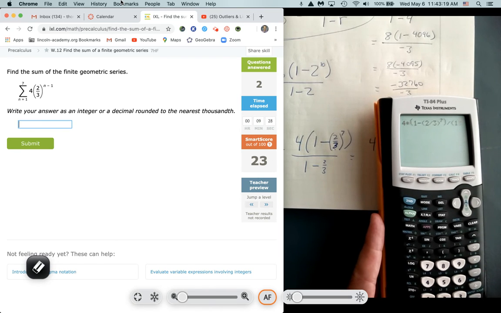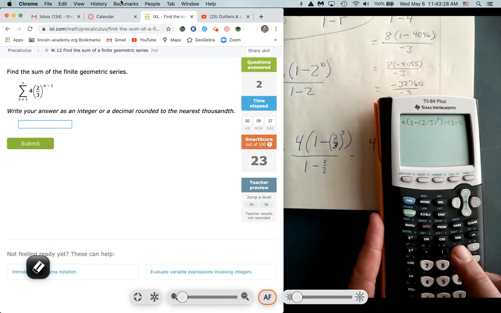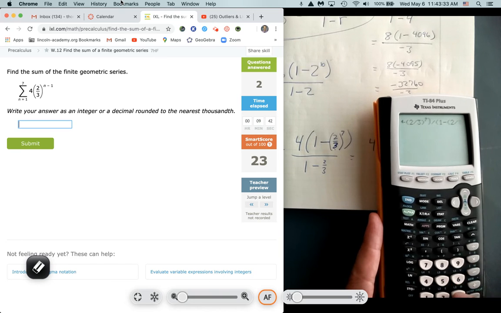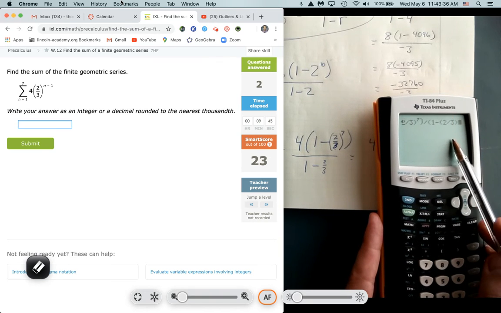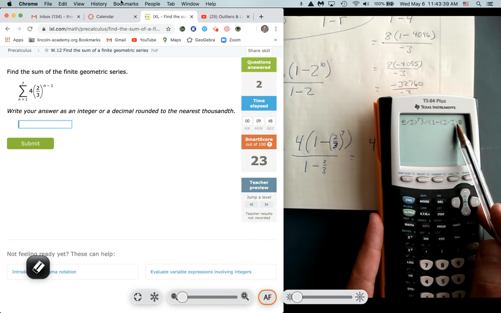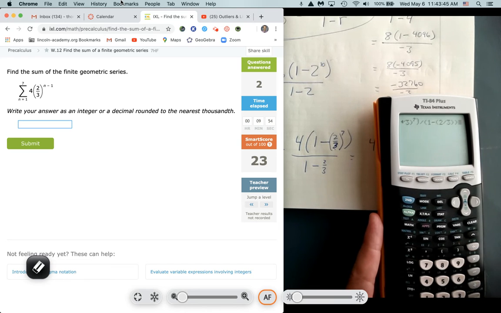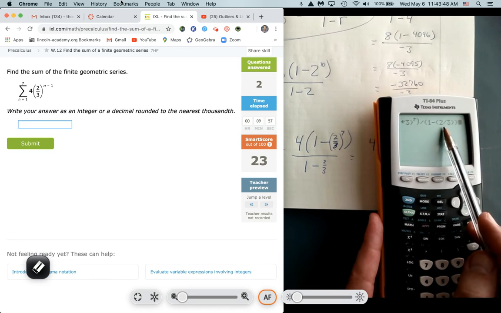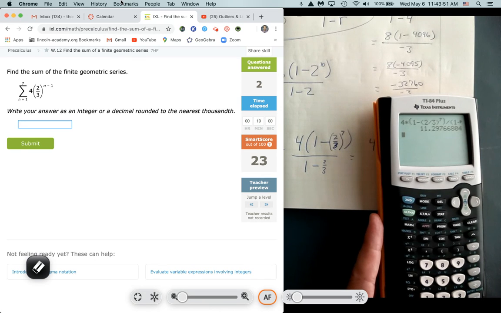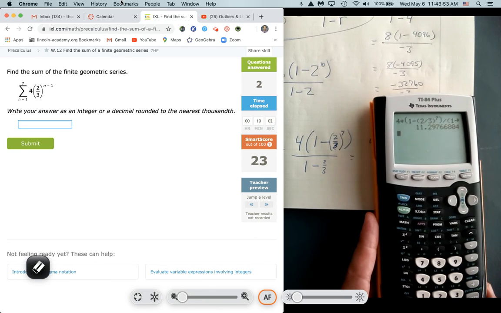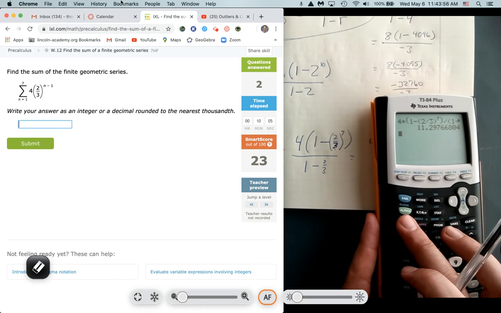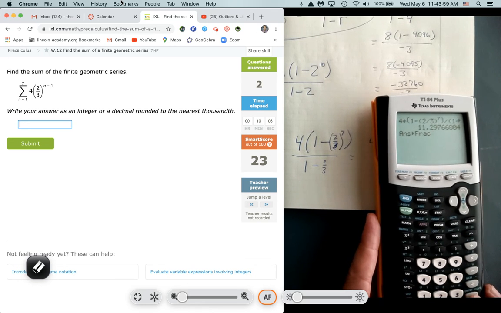well, 1 minus 2/3 is just 1/3. I might just type in 1/3. But just to show you how I would do it in case I didn't, I'd do 1 minus. Now again, I'm going to do another open parentheses because I want that 2/3 to be done first. So I'm making sure I follow order of operations, making sure my calculator does this fraction before it does this subtraction. Then close parentheses, and that denominator is completely in parentheses, and then I hit enter, and I get 11.29766684. Now let's hit math and see if it has a fraction representation of that.